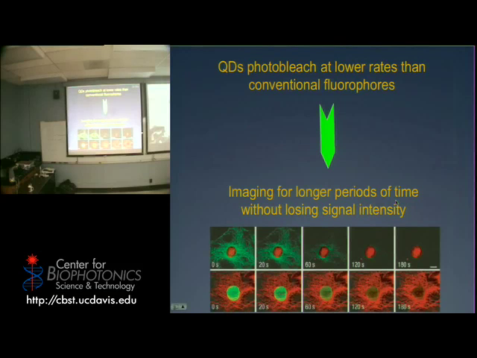So let's take the top row. Which one is labeled with a quantum dot? The outside or the inside? The green or the red? The red, right? Because it stays, it doesn't photobleach. Well, this one is the opposite, right? So the outside has been labeled with a quantum dot and the inside is an organic fluorophore and bleaches out.